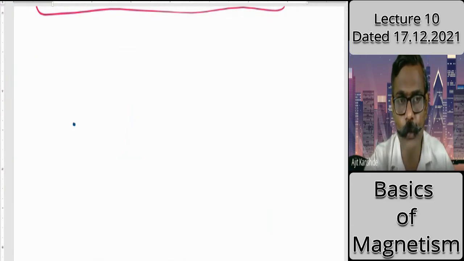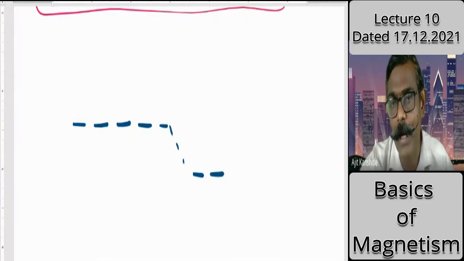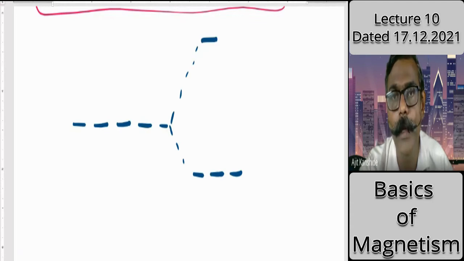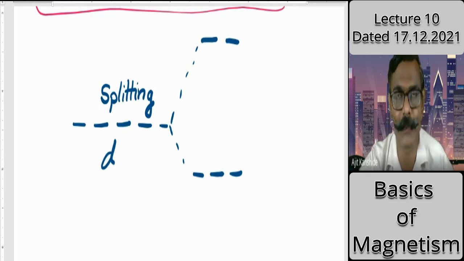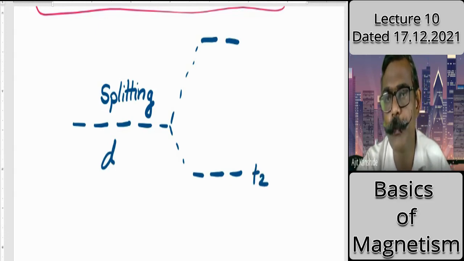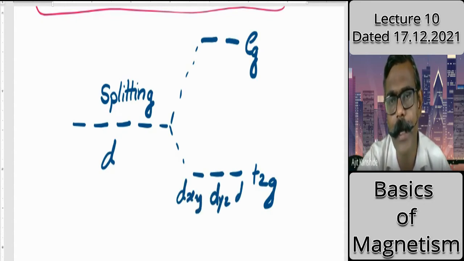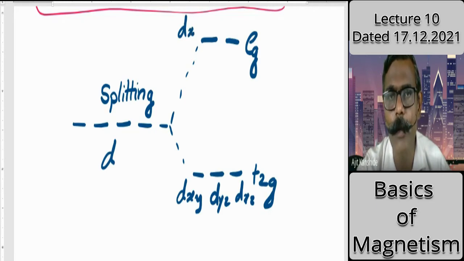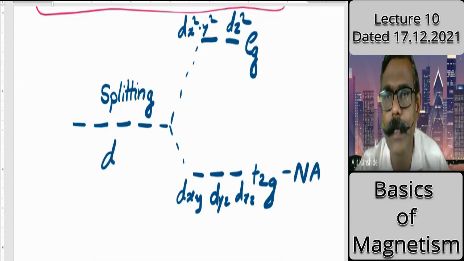So the five d orbitals actually split into two parts, one of three and the other of two. It is called splitting: splitting of the d orbitals into two parts. It is called the t2g part and the eg part. Here you just have to listen; no need to learn by heart. Total five orbitals are there. These are the non-axial dxy, dyz and dxz, the t2g orbitals. Here dx square minus y square and dz square are the eg orbitals. These are axial.